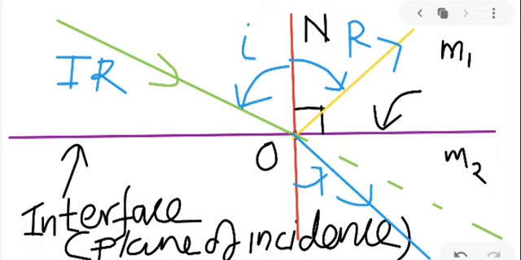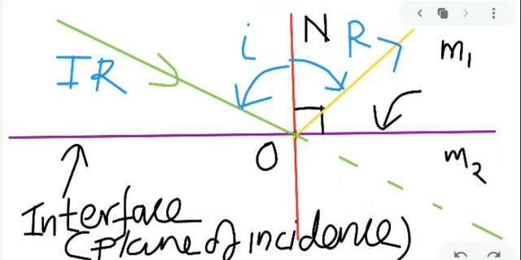So the light path inside medium 2 will bend towards the normal if and only if the optical density of medium 2 is more than the optical density of medium 1. So what will happen in the other case? What was the other case?